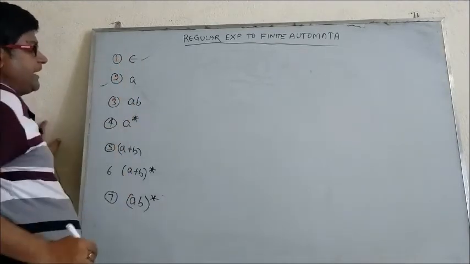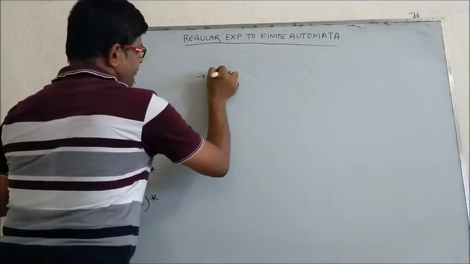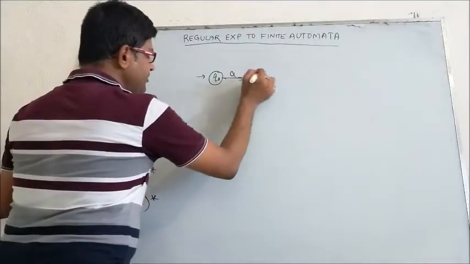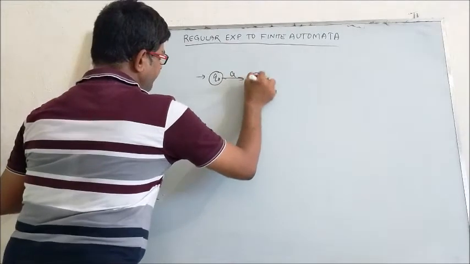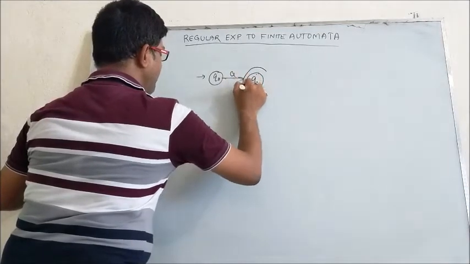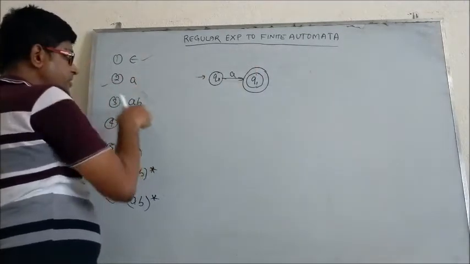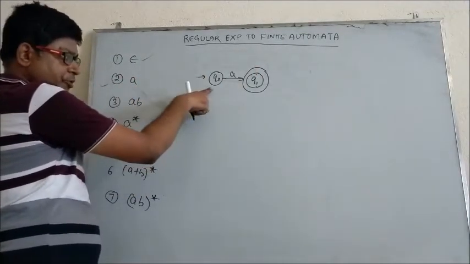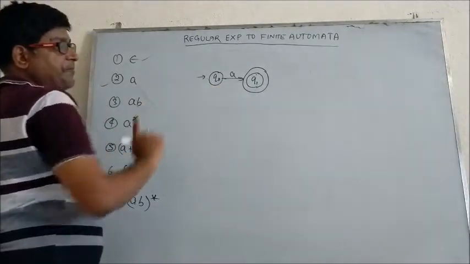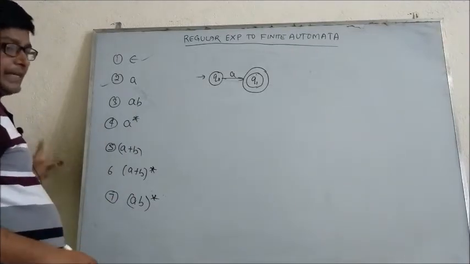So let us consider the second example. A is given. That means if I am on the initial state, that is q0, and by applying a as the input symbol I am reaching the final state, that is q1. So this is your q1. The equivalent finite automata for this regular expression will be: I am on q0 as the initial state. If I apply a as the input symbol, I reach q1, which is my final state, right? Let's take the third example.